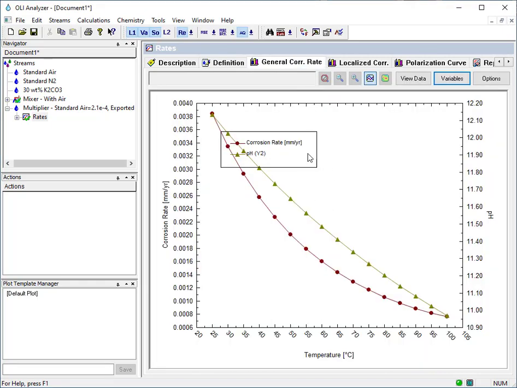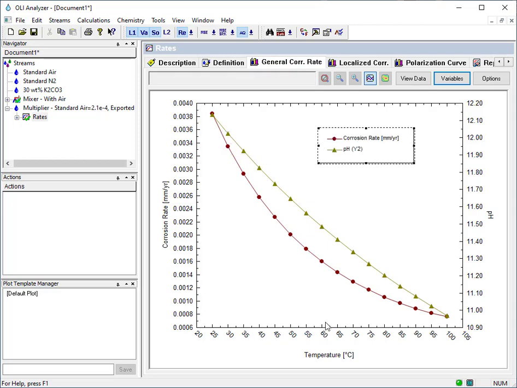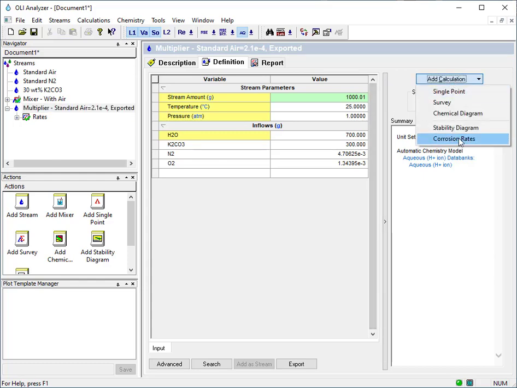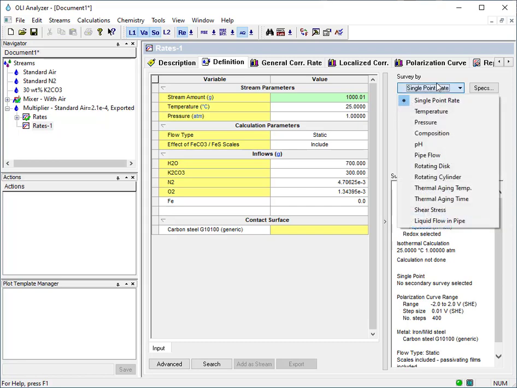And here's the general corrosion rate for this as a function of temperature. The circles are the corrosion rate, the triangles is the pH. You can see there's very little response here. What is interesting to do here is I could do a composition survey in oxygen. I know I have to go to about 1.3 times 10 to the minus 3 grams of oxygen to be fully saturated, so I can do a composition survey in the corrosion rate and see the effects of oxygen.